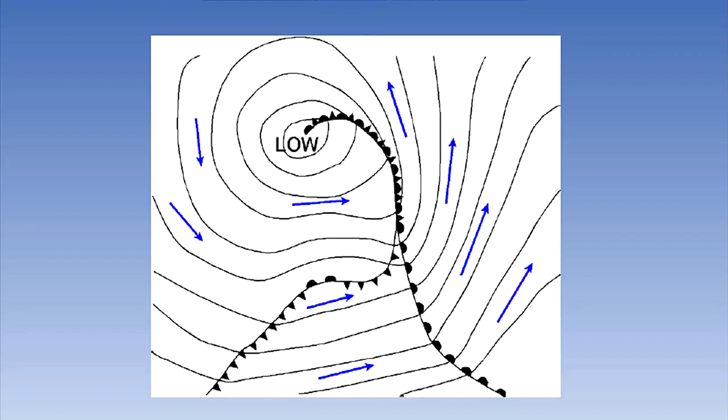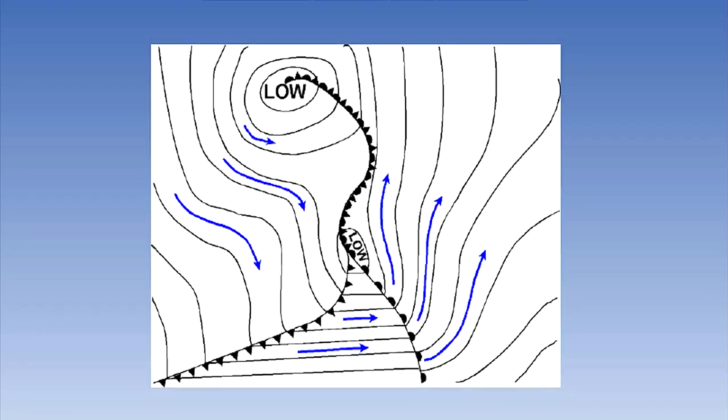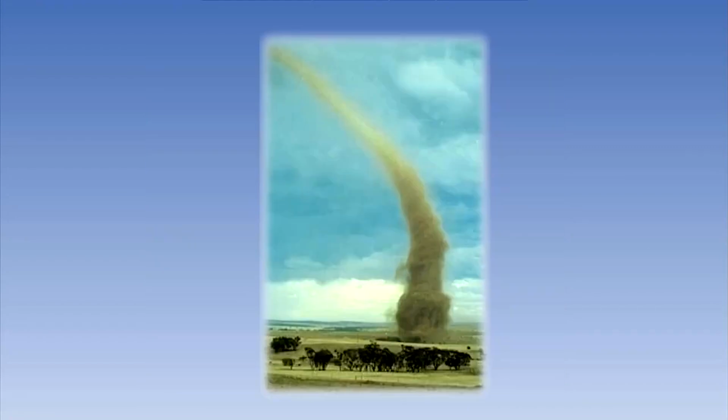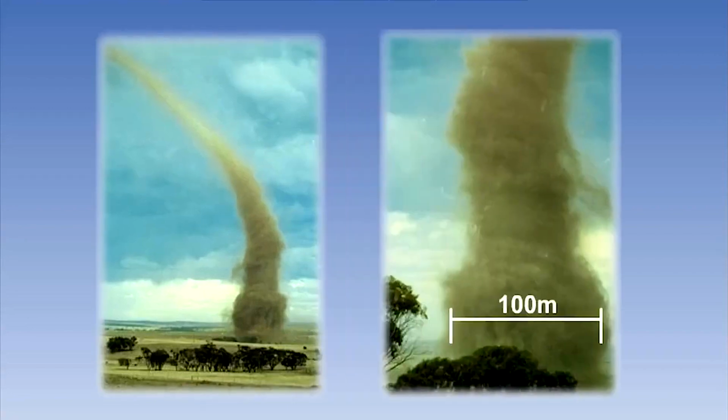But on occasion, this secondary depression can develop into a major feature itself and will take over as the older main depression fills and dies. The last type of low-pressure system is the tornado. Typically 100 meters in diameter, tornadoes are violent narrow twists of wind with an intense upcurrent of air at their center.